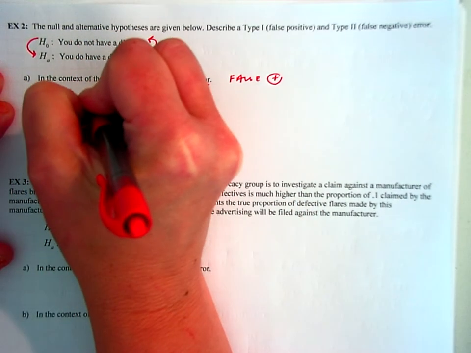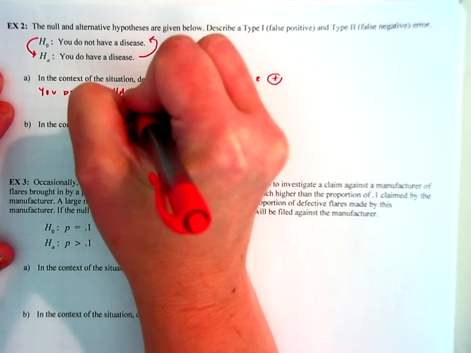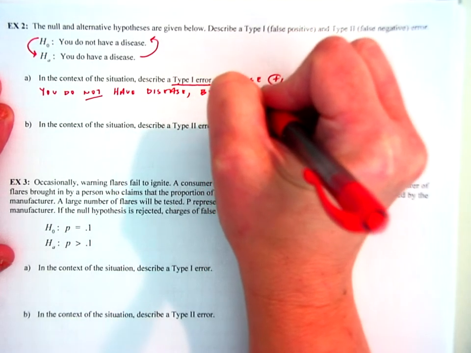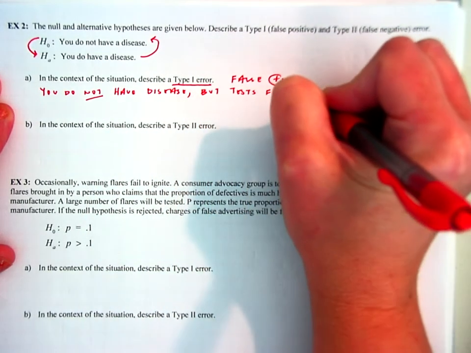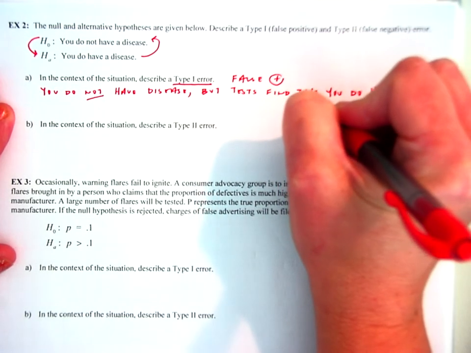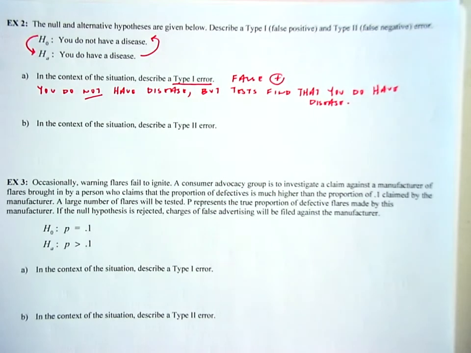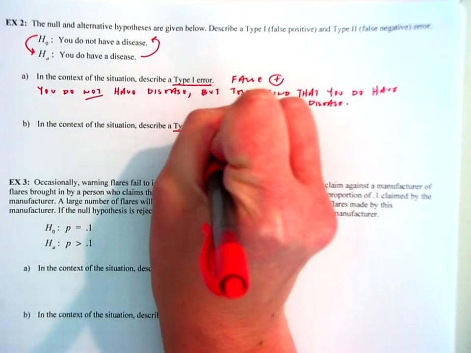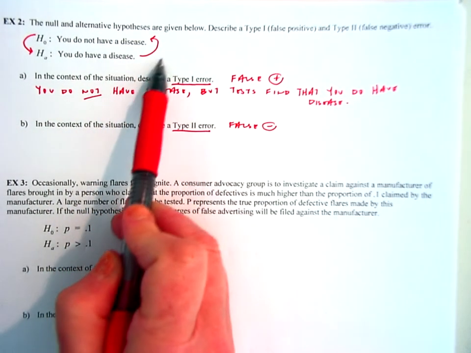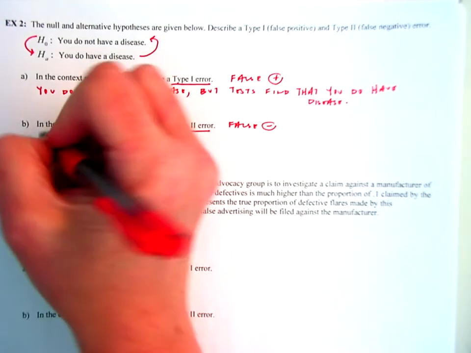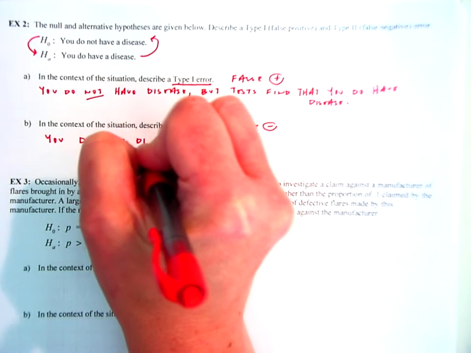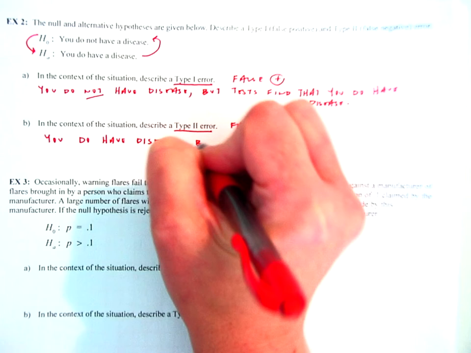So you do not have a disease, but the tests find that you do. What about a type 2 error? This would be a false negative. We're saying this is the truth, but this is what we found. So here we're saying you do actually have the disease, but the tests find that you don't.